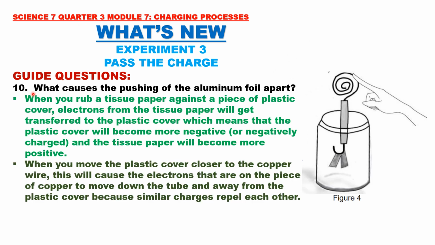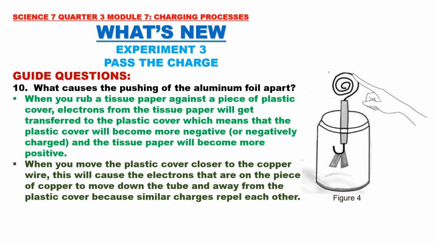So next, number 10, what causes the pushing of the aluminum foil apart? So bakit nag-separate yung ating aluminum foil, noong nilapit natin yung ating plastic cover dito sa ating copper wire? So when you rub a tissue paper against a piece of plastic cover, electrons from the tissue paper will get transferred to the plastic cover, which means that the plastic cover will become more negative or negatively charged, and the tissue paper will become more positive.